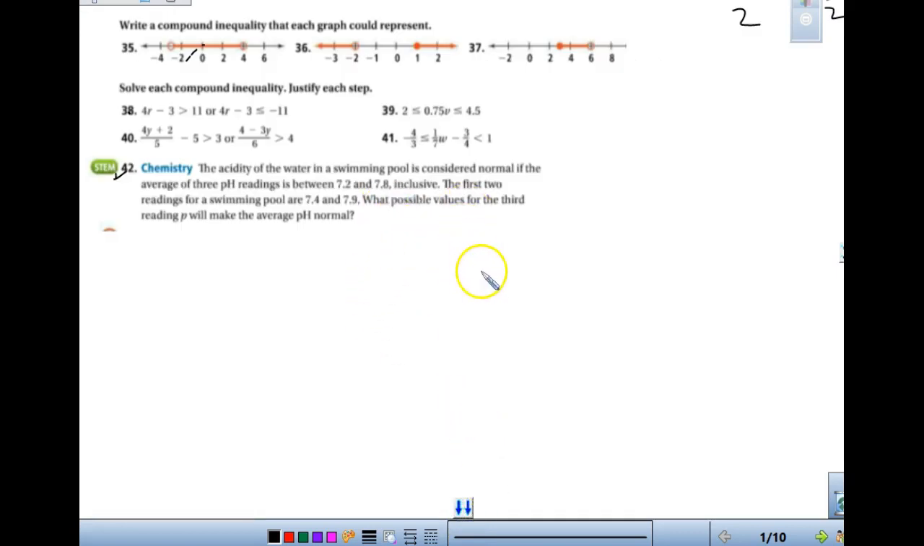This is that story problem that we are looking at, kind of like our averages where it's inclusive, right? It says the acidity of water in a swimming pool is considered normal if the average pH is between 7.2 and 7.8. That means our lower value is 7.2 and our upper value is 7.8. And it says inclusive, so I know I have to put the equal. It says the first 2 readings in the swimming pool are 7.4 and 7.9. What is the possible third value? It's exactly like that test question. Only thing, instead of dividing by 4 tests, we have 3 values.